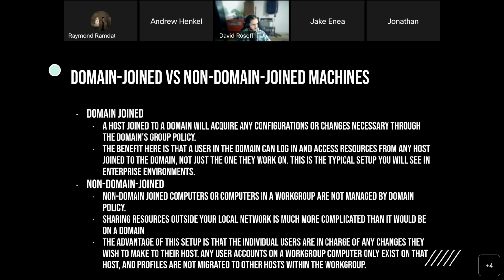Whereas with domain joined machines, those domain joined hosts are going to acquire any configurations or changes that they need through the domain's group policy. It's much easier to share resources outside of your local network when you're joined to a domain. And like we said earlier, this is the setup you're most likely to see in enterprise environments.